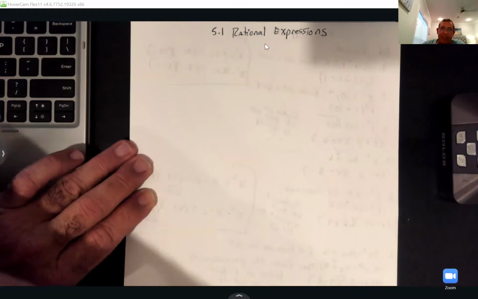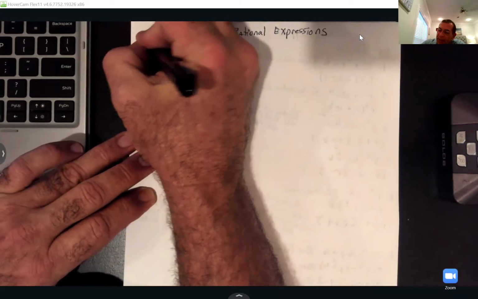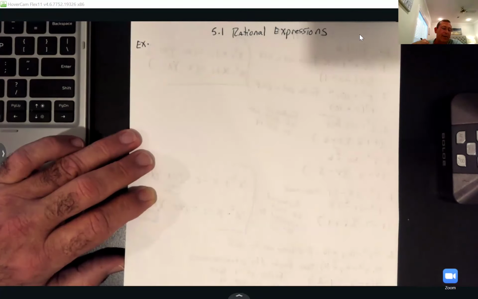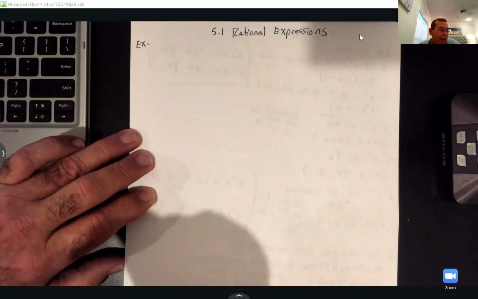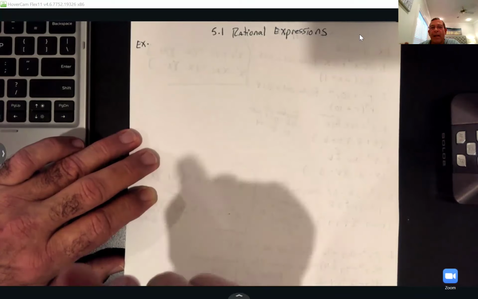So that means fractions again. Now this stuff is a repeat of stuff we did earlier. The only difference is on the bottom of the fractions, some of them are going to have some x squareds and stuff like that, okay?